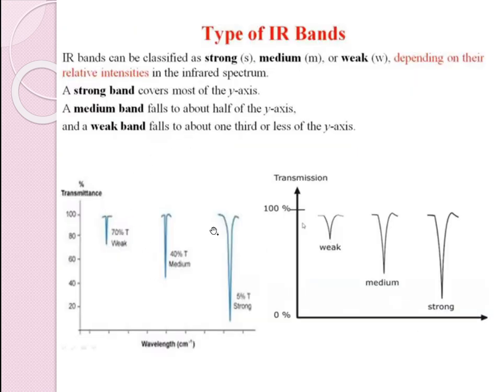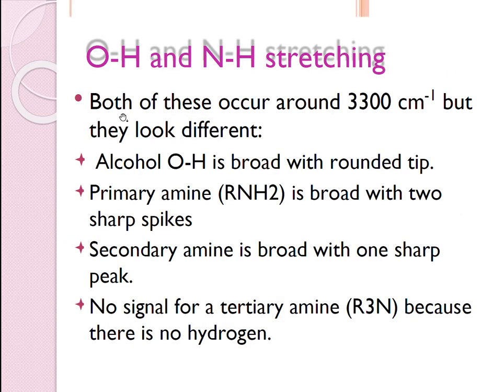Okay, so there are a number of IR bands. Just go through this. So OH and NH stretching. Both of these occur around 3300 per centimeter, but they look different.